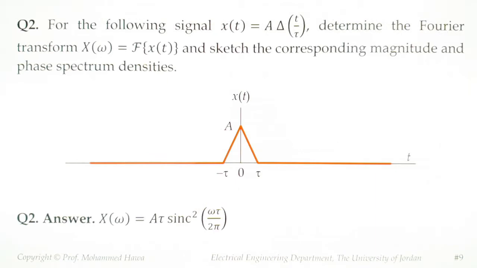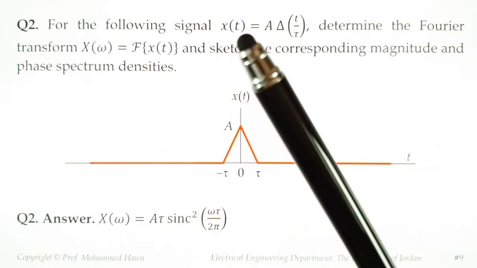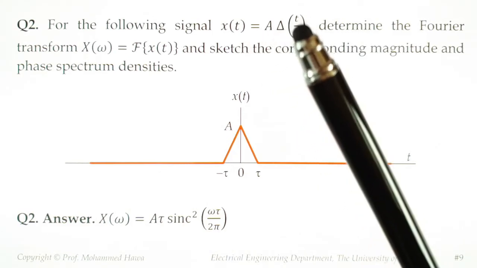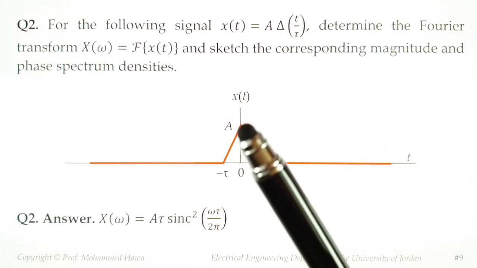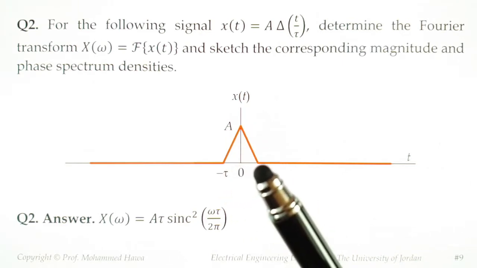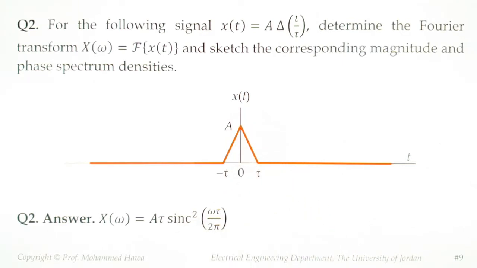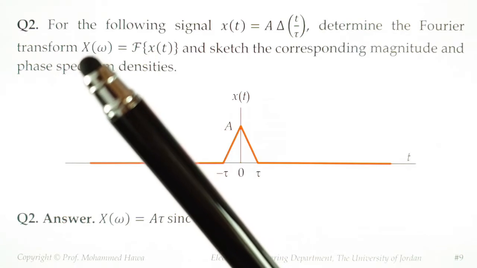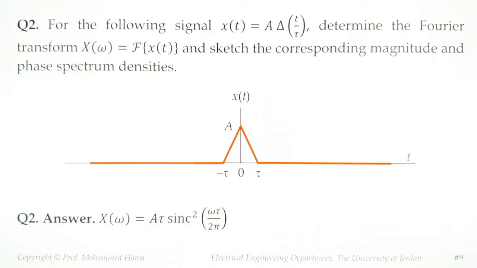This second example is a homework for you. This time consider the signal x(t) a single triangular shape, A triangle(t over tau), which has magnitude A and a pulse width of 2 tau. This signal does not repeat itself, it's aperiodic. Find the Fourier transform X(omega) and draw the magnitude and phase spectrum densities. Here is the correct answer, A tau sinc square(omega tau over 2 pi).